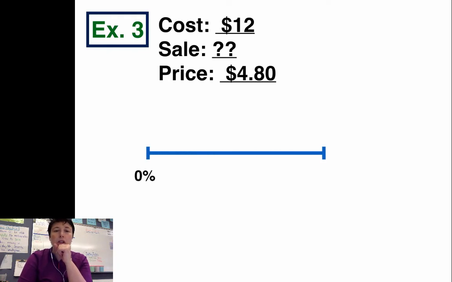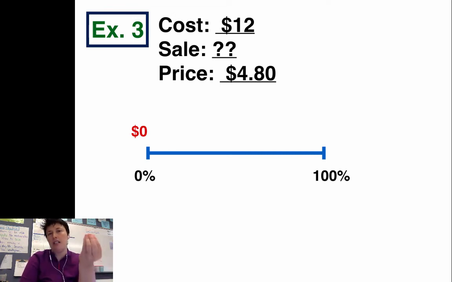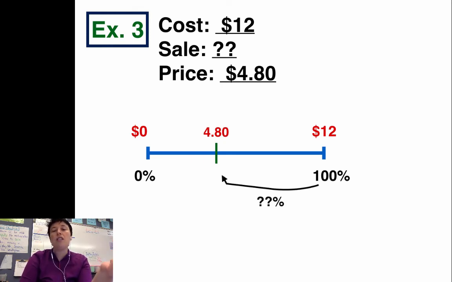So we know that we go 0 to 100%. We know 0% is $0. We know 100% is the full cost of the item. The item costs $12, but it's on sale, and we are going to mark it as only $4.80. Pretty good deal. So the question is how much percent off is that? What's the percent off of 100 that we paid? So to figure that out, I'm going to think of the top of the number line as, well, how much did we take off of $12?